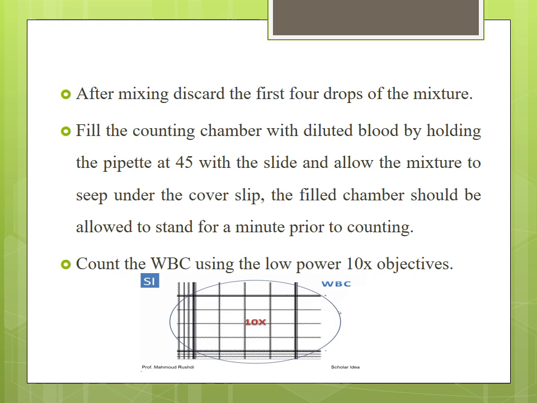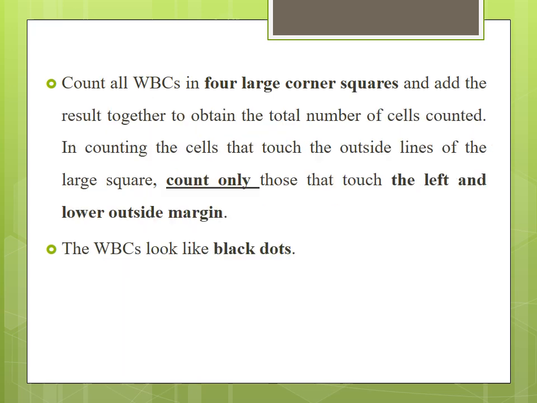We will see an image like this, which shows the Neubauer chamber, taking a part of it, which is 1 large square. Count all white cells in 4 large corner squares and add the results together to obtain the total number of cells counted. In counting the cells that touch the outside lines of the large square, count only those that touch the left and lower outside margin. Note, white cells look like black dots.